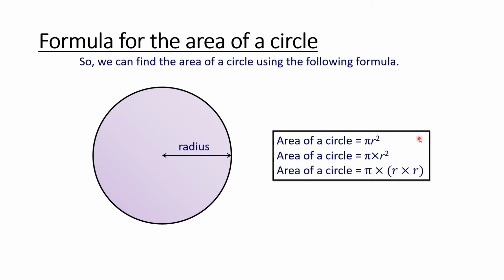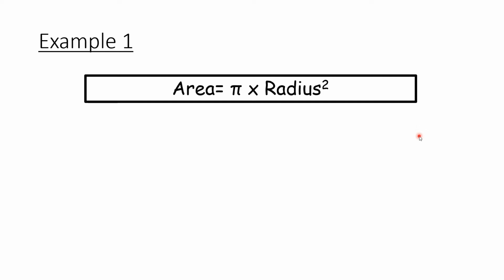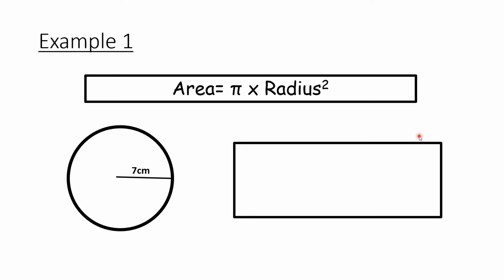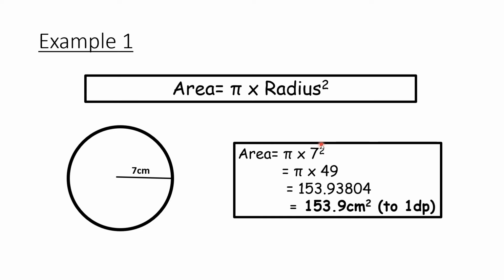Make sure that you are writing this out and pausing where necessary and copying out the examples as we go along. So example 1, we've got our formula, pi times radius squared. We've got a circle with a radius of 7 centimeters. So when we put that into our formula, we've got pi times r squared. We know that r is 7, so we substitute it in. So it's pi times 49, which is 153.938. And we're going to put it to one decimal place, meaning it's 153.9 centimeters squared.